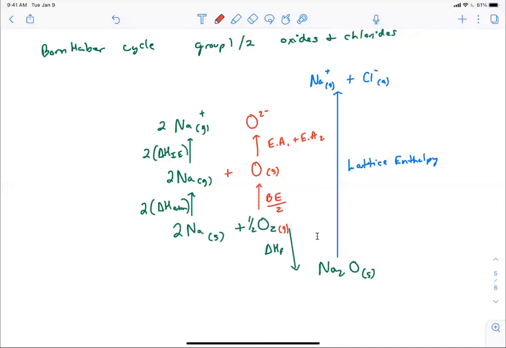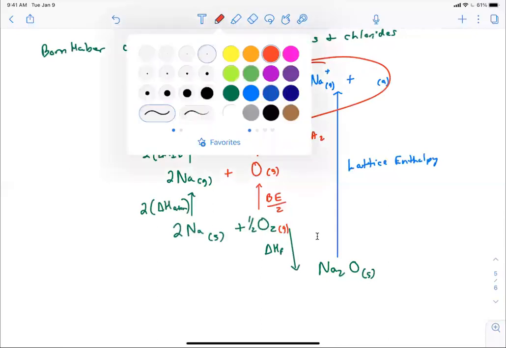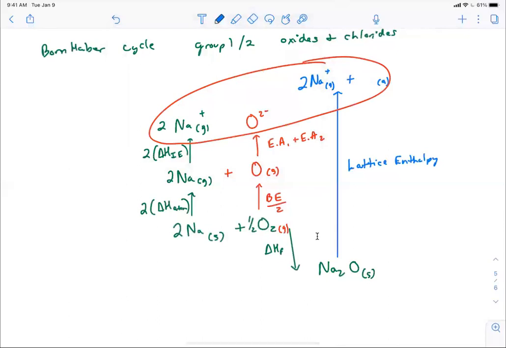And that gets you to, oh, why did I write NaCl? I'm sorry, I was thinking about the basic one. Sorry, 2Na and O2 minus. I'm so used to doing it with sodium chloride that I just kind of went on autopilot. Apologies. So once you get to that point, then it's lattice enthalpy all the way down.